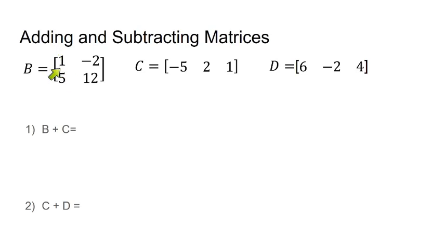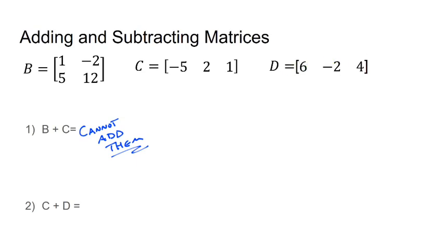But notice this matrix is a 2 by 2, and this one is a 1 by 3. Note these two matrices are not the same size, so we cannot add them. And that's important. Matrices must be the same size. They must have the same dimension for you to either add them or subtract them. Okay? Now, let's do matrix C plus matrix D. It looks like we have a 1 by 3, and I'm adding it to another 1 by 3. Okay? And so we can do that.